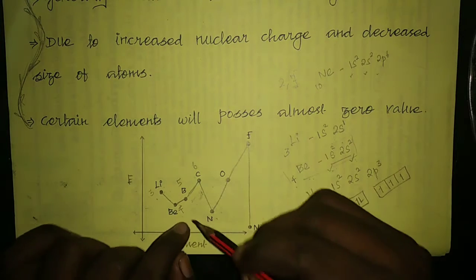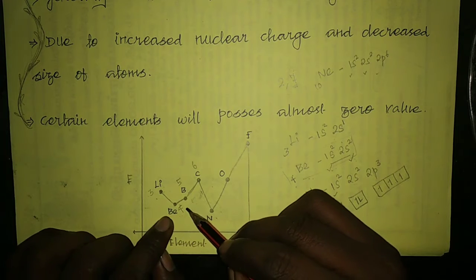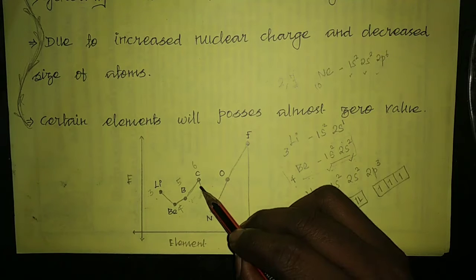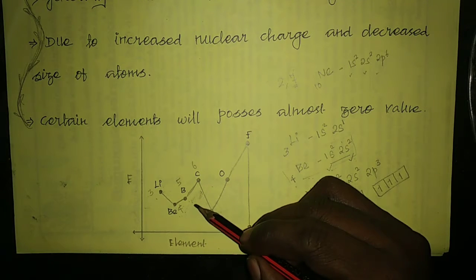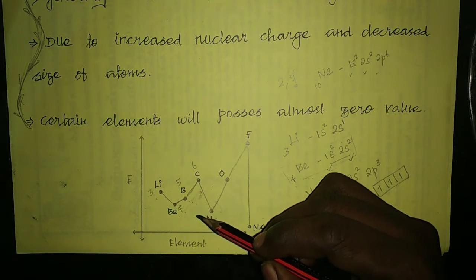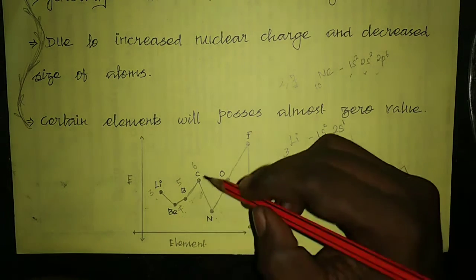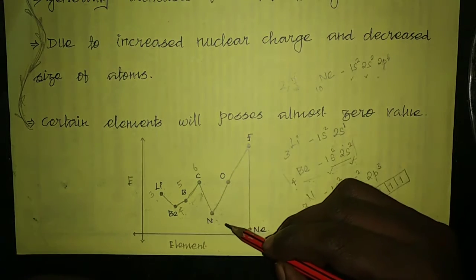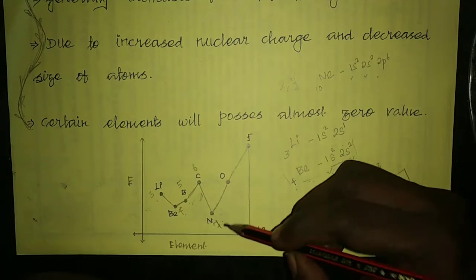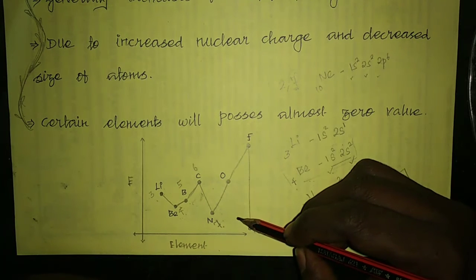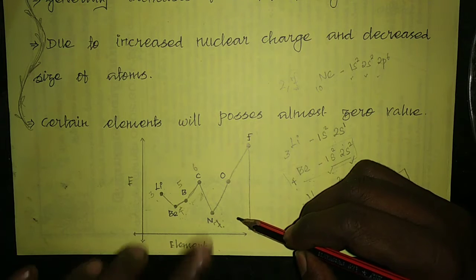Okay, so the next element is boron. Compared to beryllium, boron's nuclear charge is high, so its electron affinity is also high. Then carbon. Compared to boron, carbon's nuclear charge is high, so it shows higher attraction towards electrons, hence its electron affinity is high. Then come to the case of nitrogen. Carbon has atomic number 6, nitrogen atomic number 7. So we can say nitrogen has higher nuclear charge than carbon. If nuclear charge is higher, the attractive force should be higher, and if attractive force is higher, electron affinity should also be higher. But it is an exceptional case.